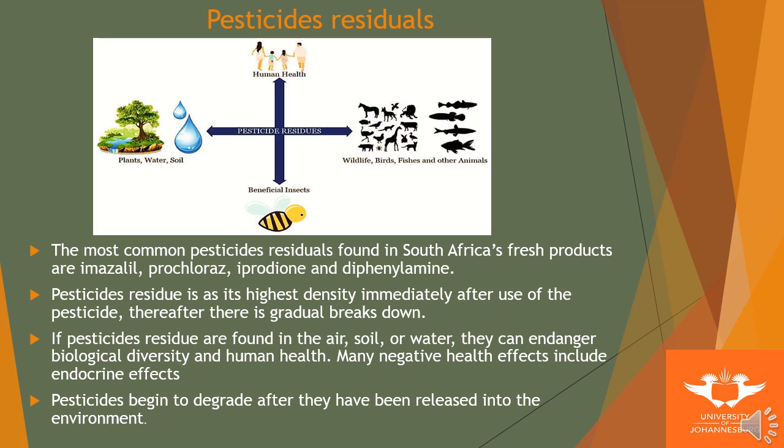The aforementioned pesticide residuals are relatively harmless, and in general, the effects of pesticide residuals on the environment gradually decrease over a given period of time. But nonetheless, their presence in the environment may negatively impact the biological diversity and human health.